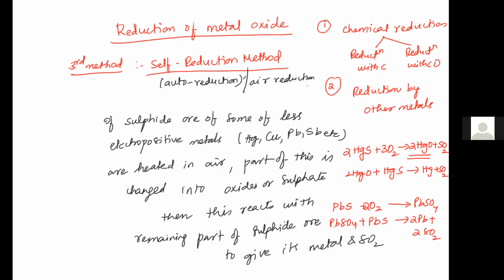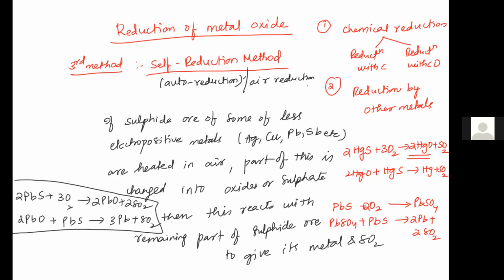There is also the other reaction where the same lead, if it reacts with oxygen, can form lead oxide. Again, some part of the lead oxide is going to react with the sulfide ore, and we have the metal and sulfur dioxide. This is about self-reduction, and we are done with the third method. We have to look at the fourth one, which will be the last one.